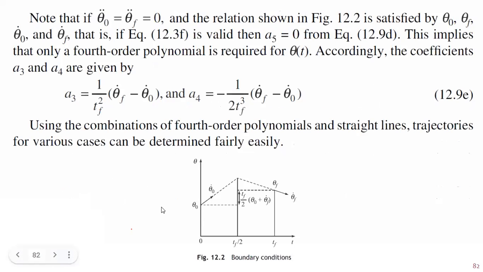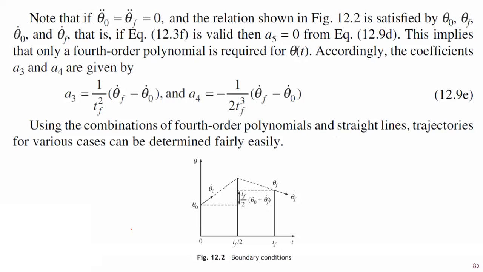Note that if theta naught dot, theta naught double dot and theta f double dot are equal to 0, the relation shown in figure 12.2 is satisfied by theta naught and theta f, theta naught dot and theta f dot. That is, if equation 12.3 f is valid, then a5 is equal to 0 from equation 12.9d. This implies that only a fourth order polynomial is required for theta t.